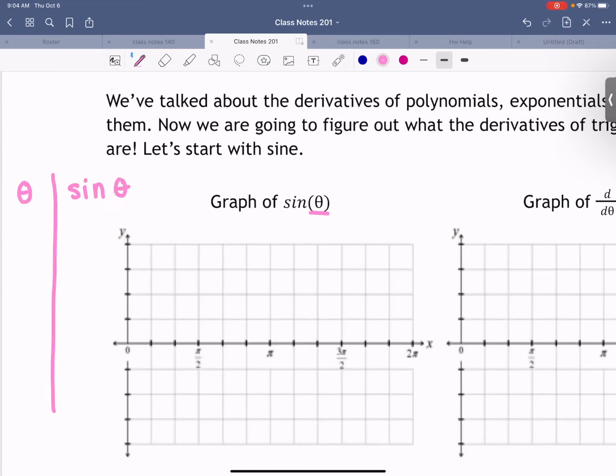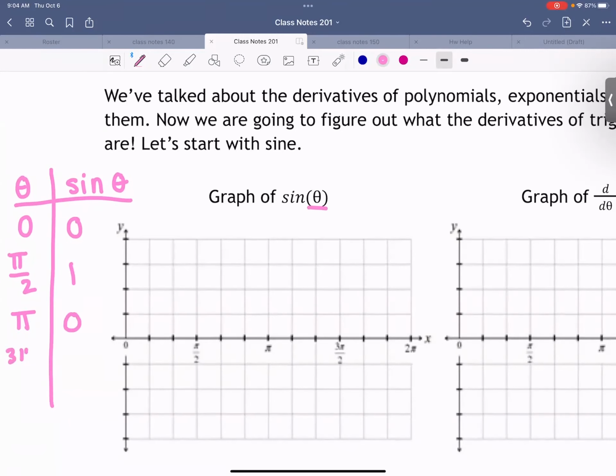Okay. So going back to our pre-calc classes, what's the sine of 0? That one, it's actually 0, good. Okay, what's the sine of pi over 2? 1, good. What's the sine of, no, skipping ahead, of pi? 0. What about 3 pi over 2? -1. And then what about 2 pi? 0, good.